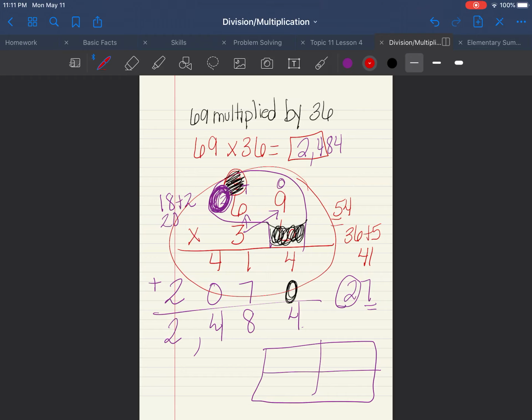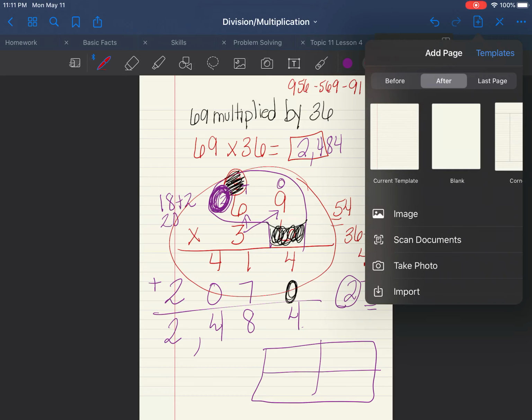But remember, the goal is to get you to multiply like this using the standard algorithm. Make sure you work on the other 2 problems. Call me if you have a question. Remember, my number is 956.